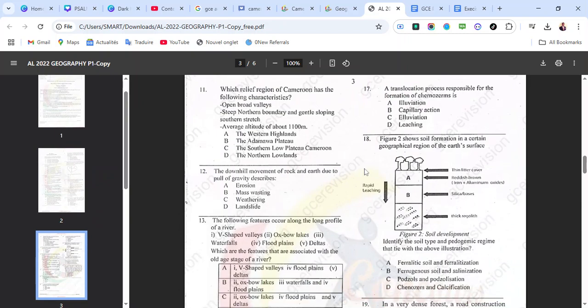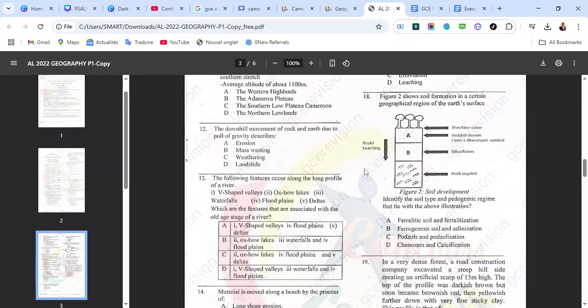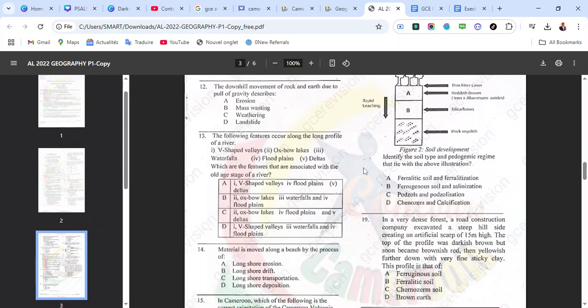The downhill movements of rock and earth due to pull of gravity describes. Correct answer is B, which is mass wasting. The following features occur along the long profile of the river. Correct answer for 13 is C, which is oxbow lakes, flood plains and so on. So the correct answer is C, right?